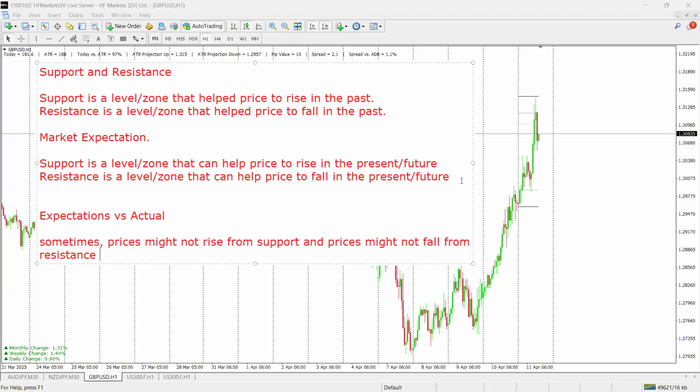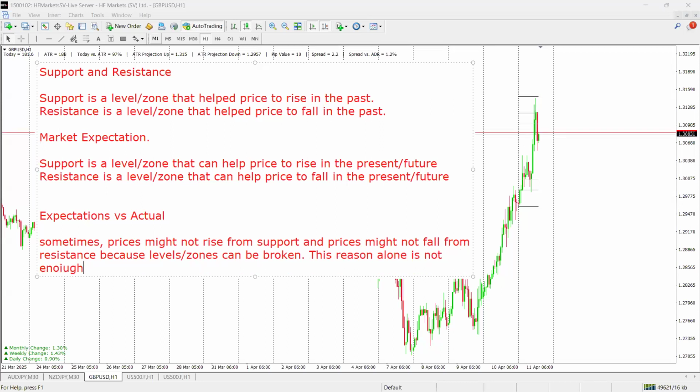So yes, sometimes the market might not rise from support and prices might not fall from resistance, because levels or zones can be broken. Yes, absolutely. A level that you expect prices to rise from can be broken. A level that you expect prices to fall from can also be broken. But listen, don't forget this. This reason alone is not enough to change how we approach the market.